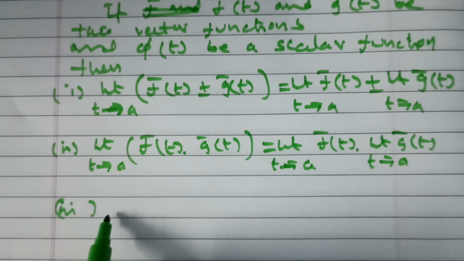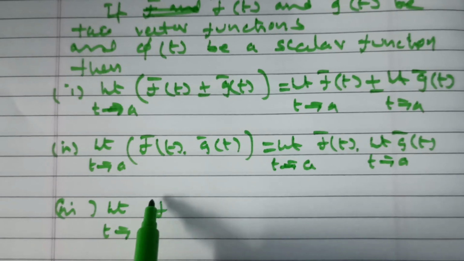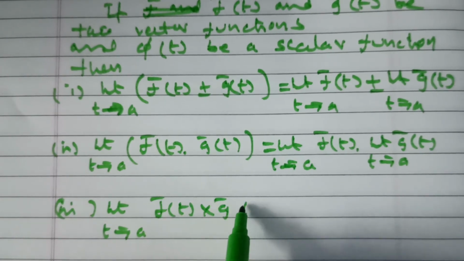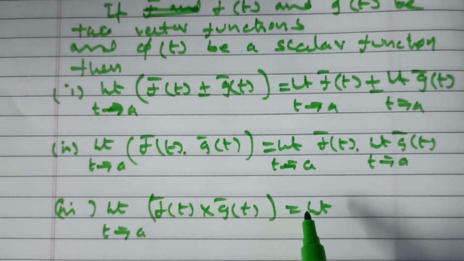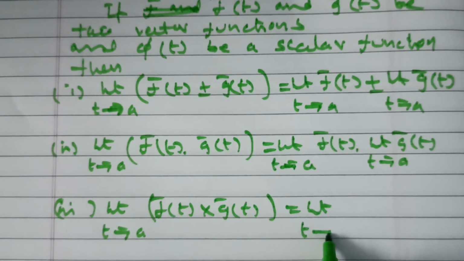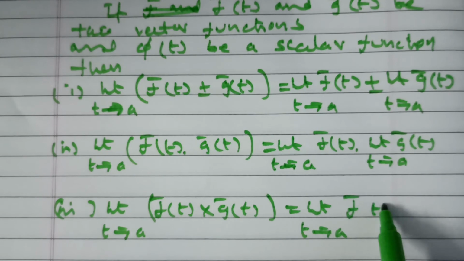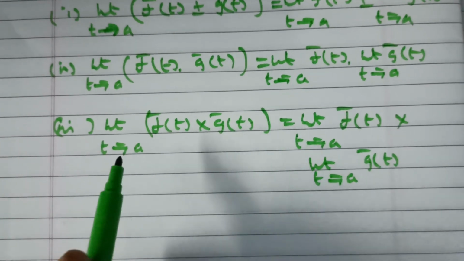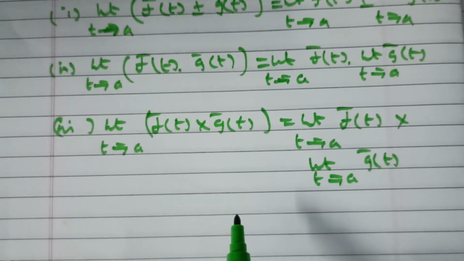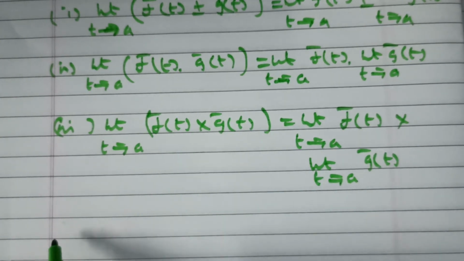The third one: limit t tends to a of f bar of t cross g bar of t is equal to limit t tends to a of f bar of t cross limit t tends to a of g bar of t. So the limit will exist. Of course, the derivative will change. Only the limits will be just the limit for each function, and then either dot or cross.